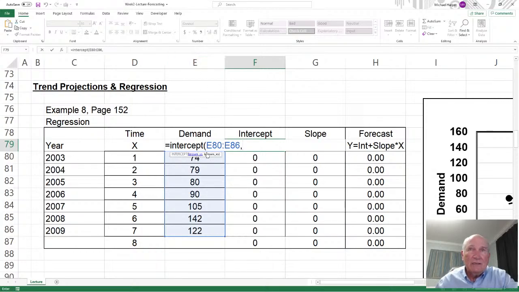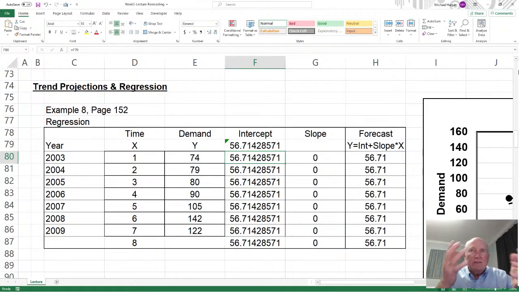Column E, row 80. Column E, row 86. It goes E80 to E86. But that colon says I want everything between those two cells. Comma. It says my known x's are going to be the x's. And there they are. In parentheses, if I return, there's my intercept. And that is the intercept.